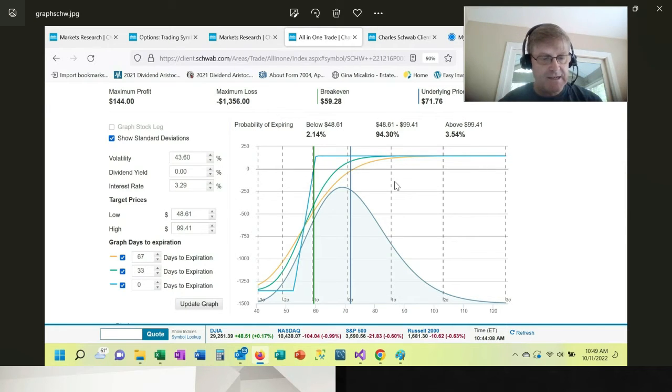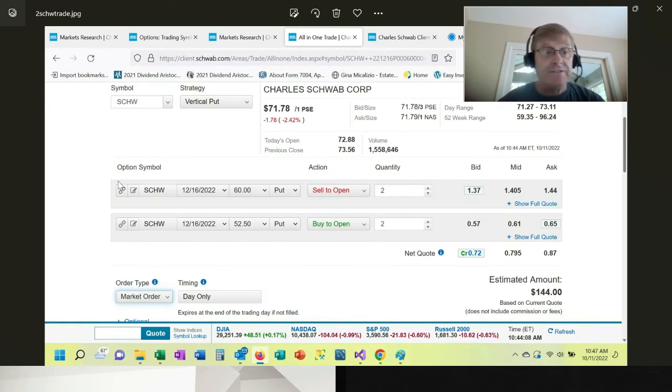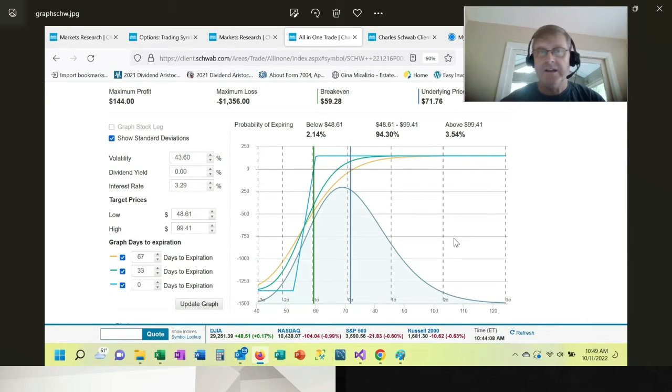Let's go back to the left. If you look under here, market order, it's just below where you can expand it. So it's a nice little feature they have, that you can see more about the trade from a graphical standpoint.